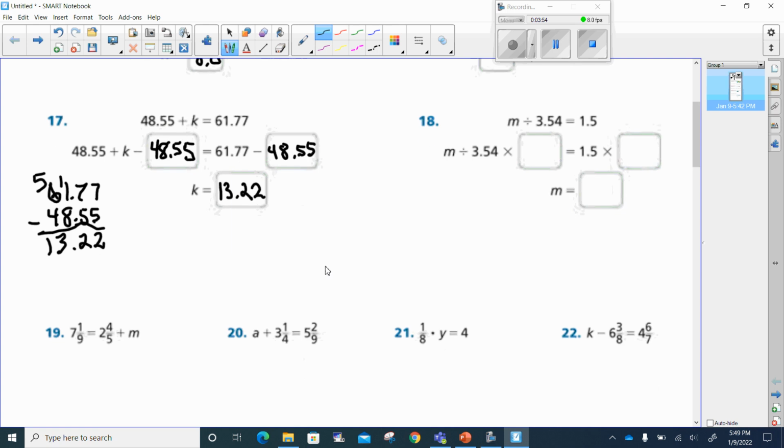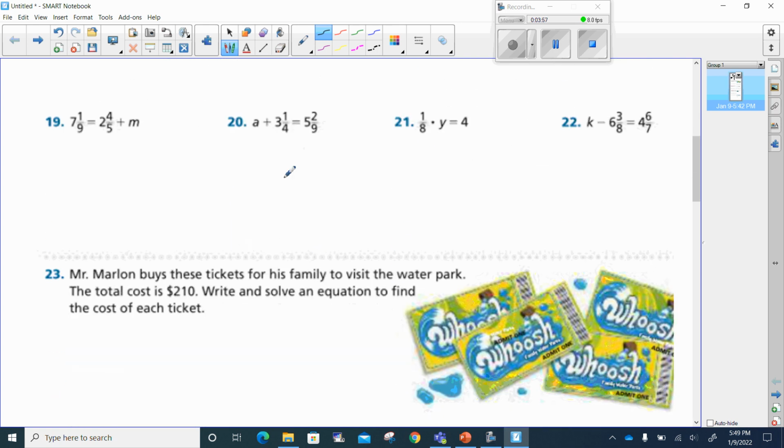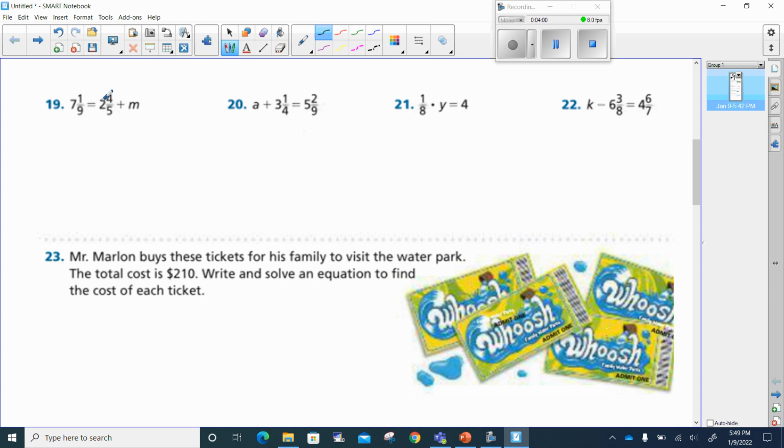All right, let's go ahead and move on to number 19 now. Number 19 says 7 and 1/9 equals 2 and 4/5 plus m. Once again, we've got to get m by itself, so we're going to move all of the numbers to this side. You've gotten used to taking things over here and putting it over here, but remember, it's not about bringing everything to the right. It's about getting this letter by itself, which means wherever the letter is, everything else has to go to the other side. So the only way to get rid of a positive 2 and 4/5 is to subtract 2 and 4/5.